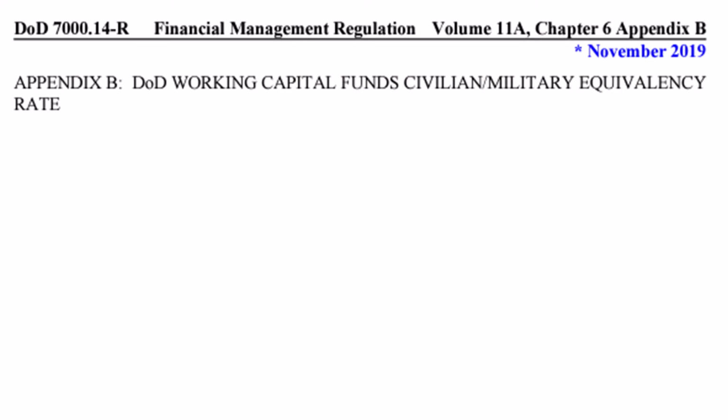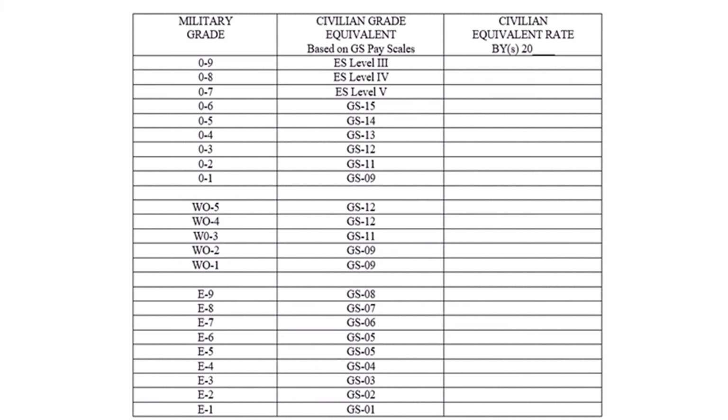Now, as a final example, let's go take a look at the Financial Management Regulation. And here we're going to go to Volume 11A, Chapter 6. Down in Appendix A, they provide yet another table. But, as before, you have to pay attention to the reason this conversion table exists. And the reason that the Financial Management Regulation is concerned here is because of the relative pay associated with these positions. So, once again, you can see that O-6s are equivalent to GS-15s, and here an O-2 is equivalent to a GS-11. But so what?